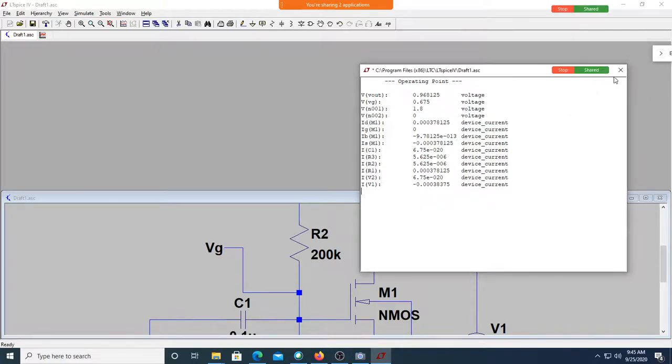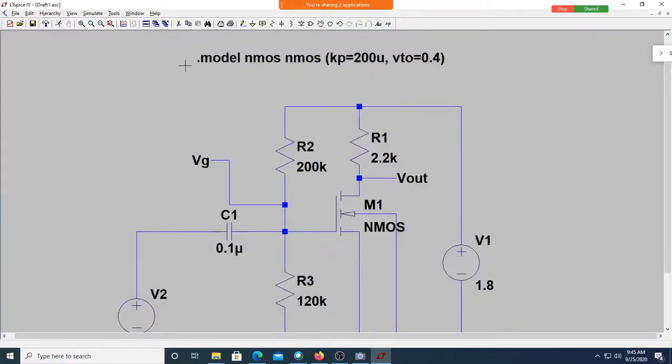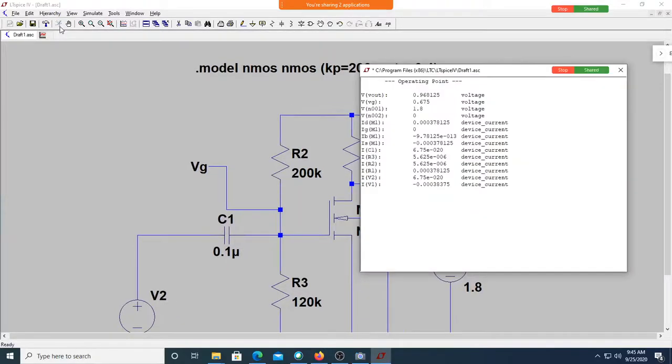What does this dot OP actually give? See the beauty of dot OP. Dot OP will give all DC voltages and DC currents. So this is one of the DC voltages to be known, so that this is the point across which the output will swing. This is the voltage across which the input will swing. Am I correct? Yes, sir.